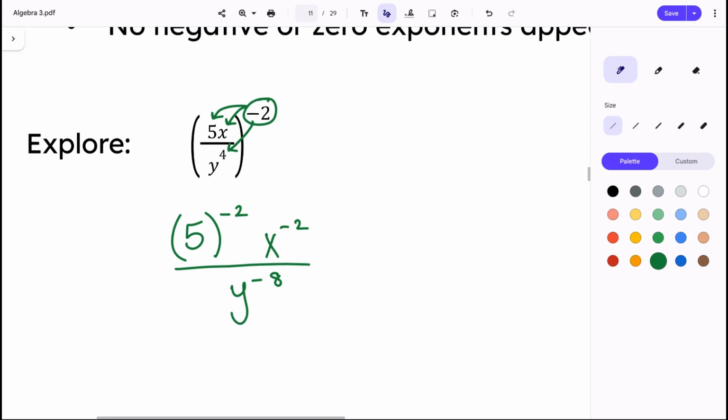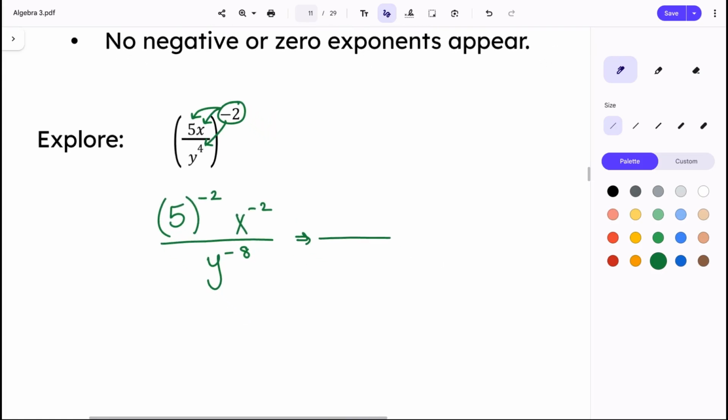I see a lot of negative exponents, so I'm going to flip some things around. So what should I put on top now? What goes on top? Y to the 8th. And then on the bottom, the 5 and the x should go down. So it becomes 5 squared and x squared. What's the last thing I could do? Square the 5 and you get 25.